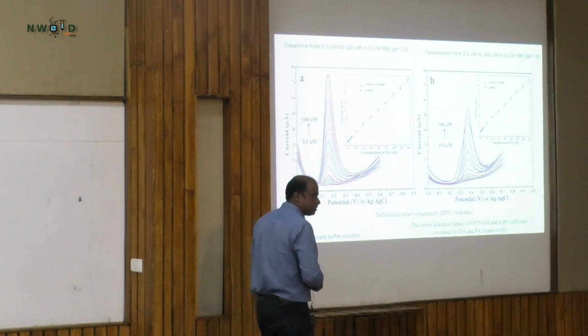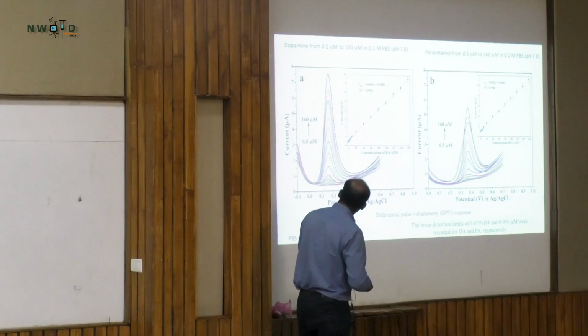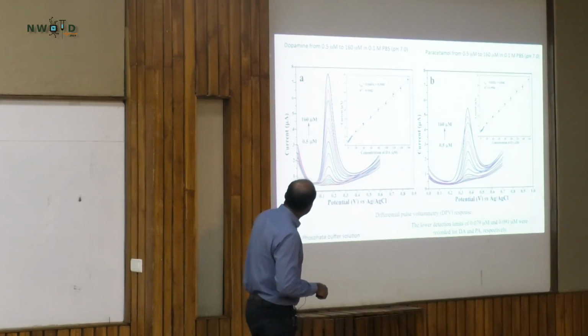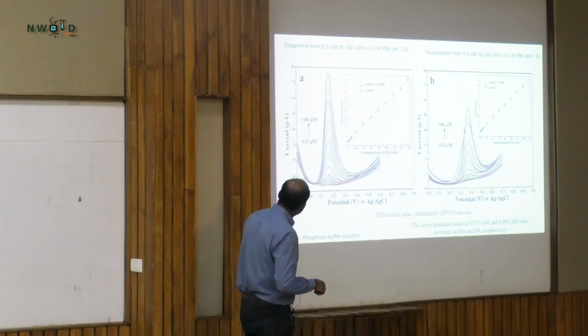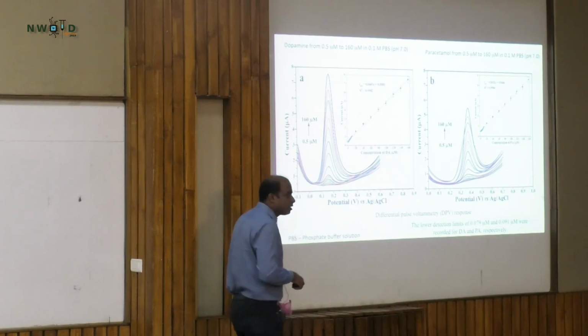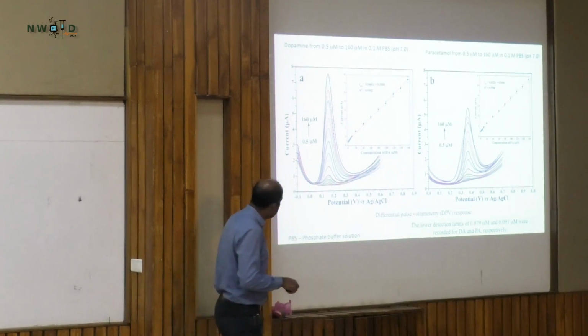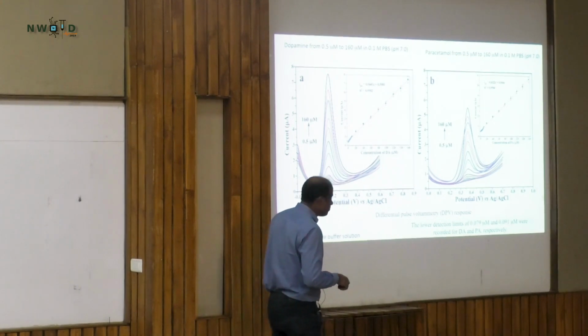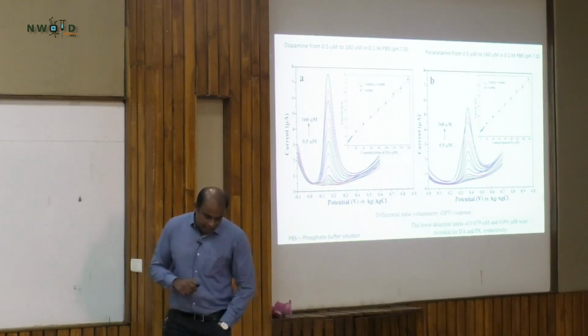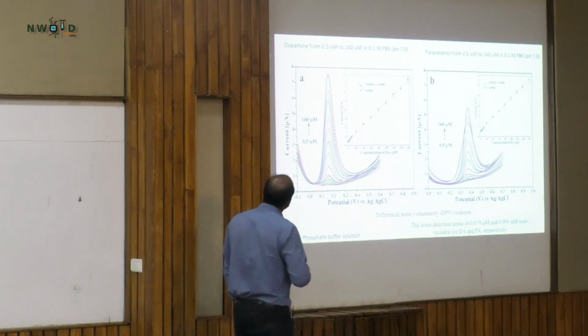We have used the electrochemical sensor for paracetamol and dopamine, and you can see that this is differential pulse voltammetry, within this potential range and various concentrations of dopamine, and this is paracetamol. You can see 160 micromolar of this one, and down to 0.5. You would be able to detect even the smaller concentration: 0.0979 micromolar detection limit for the paracetamol and 0.091 for dopamine.